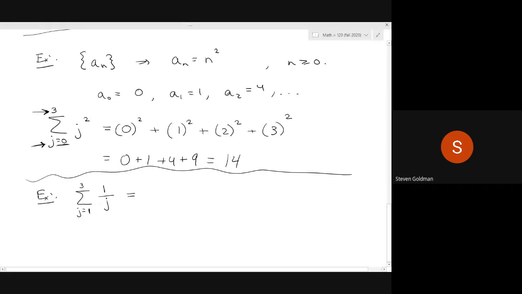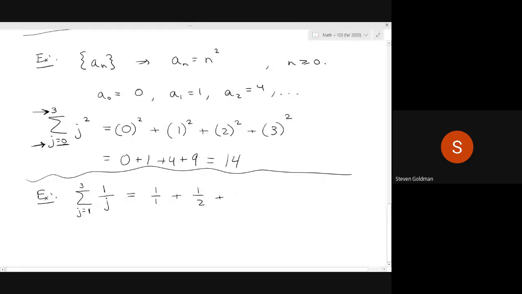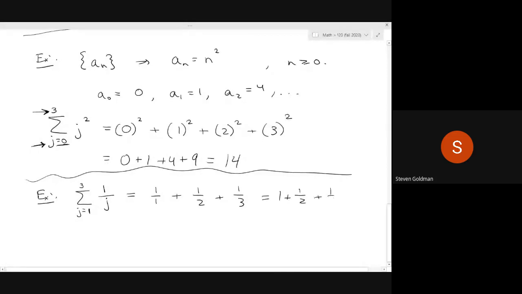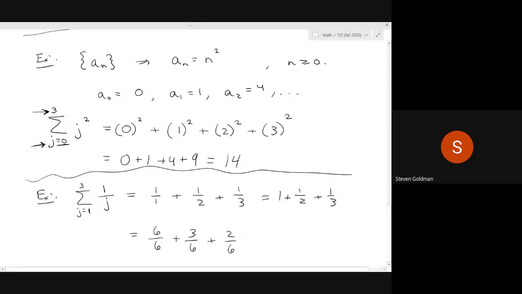So if I plug in 1 for j, I get 1 over 1 plus, now next I have to plug in 2 for j, so I get 1 over 2. Plus then I plug in 3 for j, I get 1 over 3. So this is equal to 1 plus a half plus a third. Okay, so if I wanted to add that up, I'd have to have a common denominator for all of these. So this is the same thing as 6 over 6 plus 3 over 6 plus 2 over 6, which is 11 over 6. All right, so this sum equals 11 over 6.